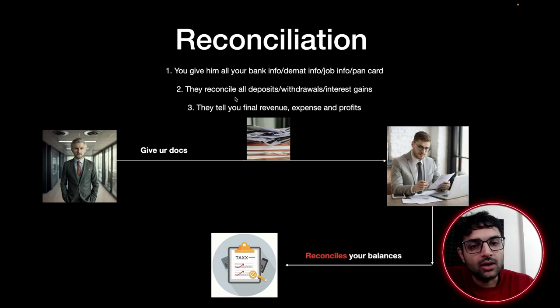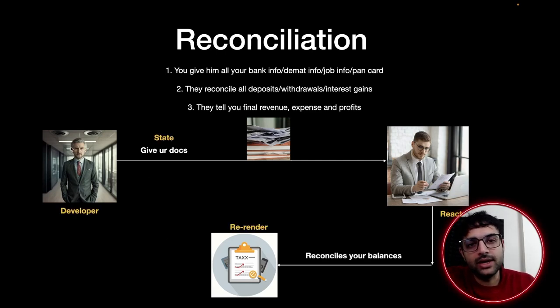They reconcile all your deposits, withdrawals, your gains from cryptocurrencies, your gains from stock investments, and they finally tell you the final revenue, the net input, the final expense, the net output if let's say you hired other employees, and then the net profit that you made, and then you pay taxes on these profits. So what does it look like? You give your docs, a very big list of documentation, bank details, DMAT information to the chartered accountant. They spend some time reconciling your balances, and then they return you the final tax amount that you have to submit. This is very similar to how React works.